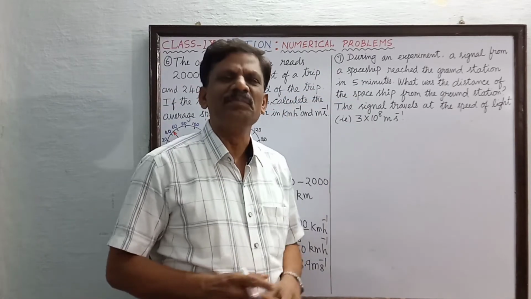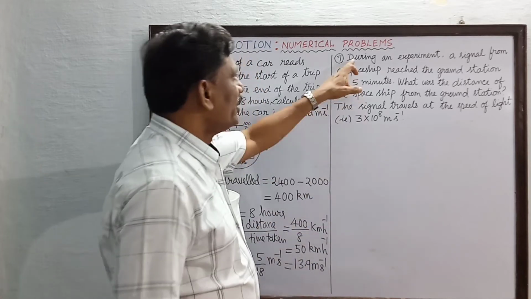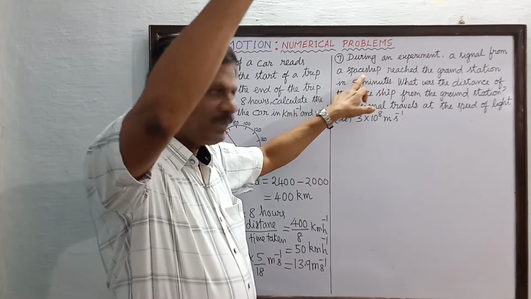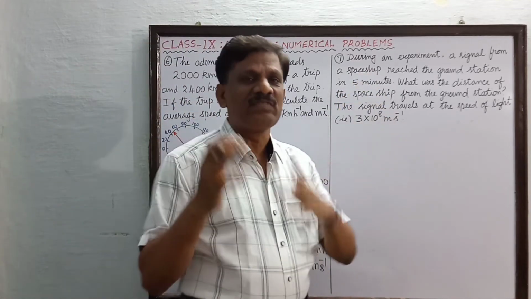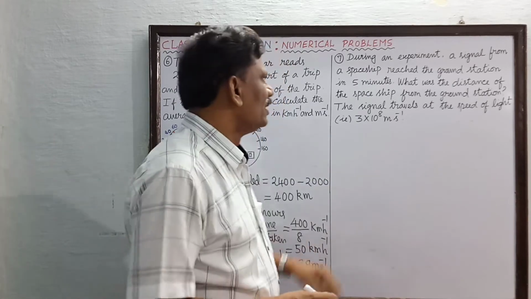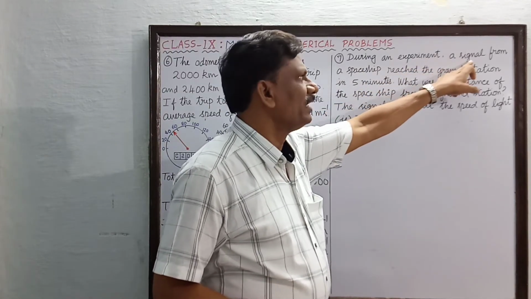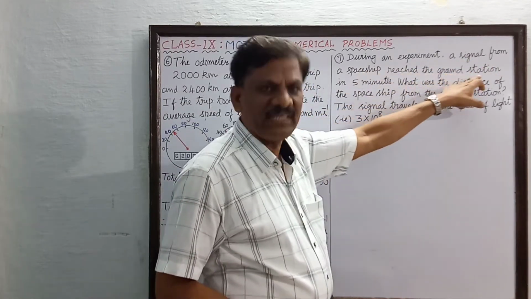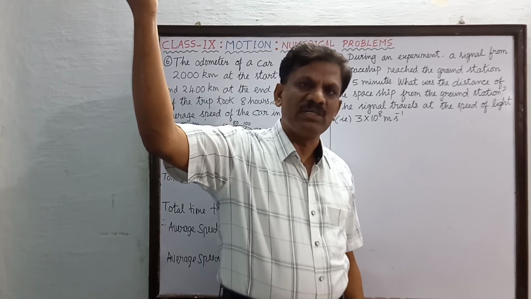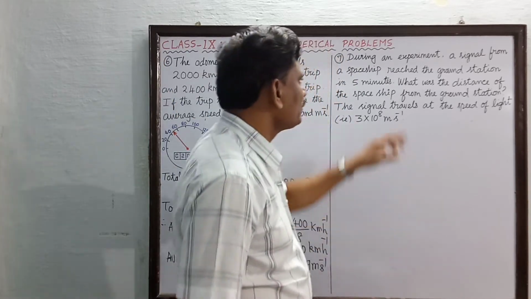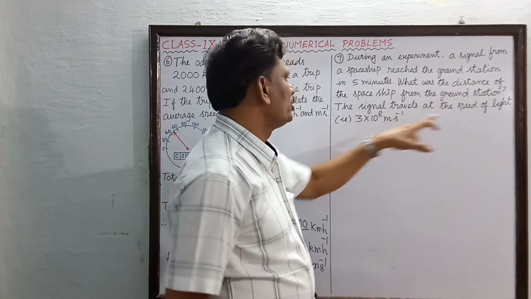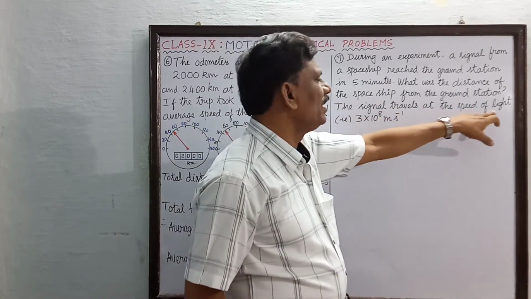Okay, now shall we go to the seventh sum? Seventh one is a very simple, very small numerical problem. During an experiment, a signal from a spaceship, a signal. What is the name of the signal called? Electromagnetic signal, radio waves, microwaves, like that. So a spaceship is sending a signal. That signal from the spaceship reached the ground station in 5 minutes. So a signal is starting from the spaceship and reaching the ground station in 5 minutes. What was the distance of the spaceship from the ground station? Now the signal travels at the speed of light.